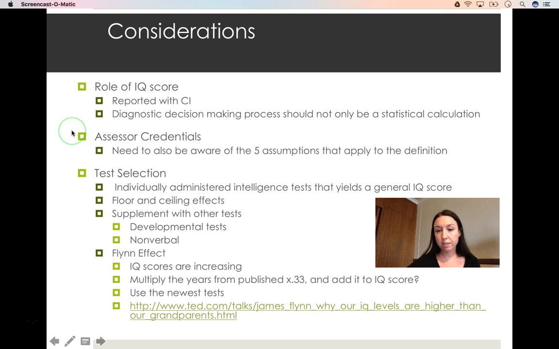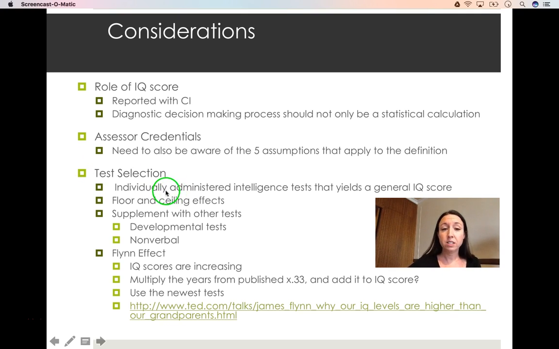Make sure that the assessor, the person that's giving the IQ test, knows what they're doing, that they understand the 5 assumptions that apply to the definition of intellectual disability, and that they're really familiar with the AAIDD and not just the DSM and just giving IQ tests. All really important. Additionally, make sure you pick the right test.